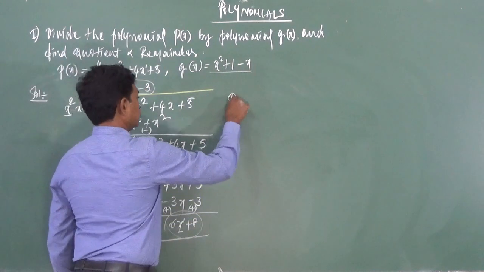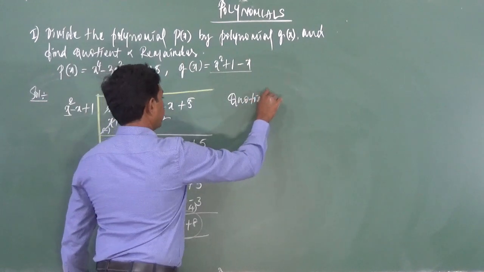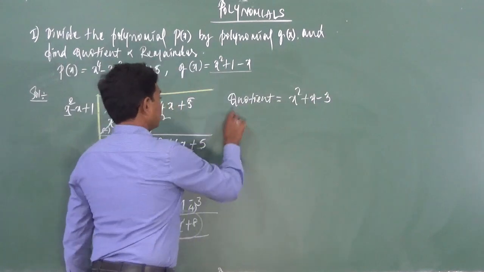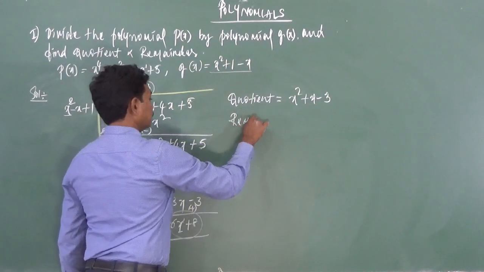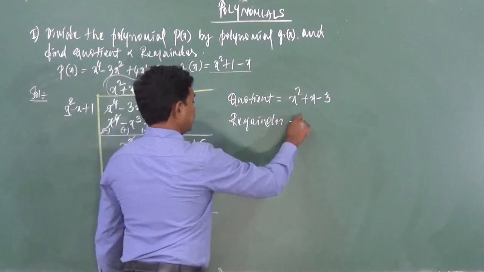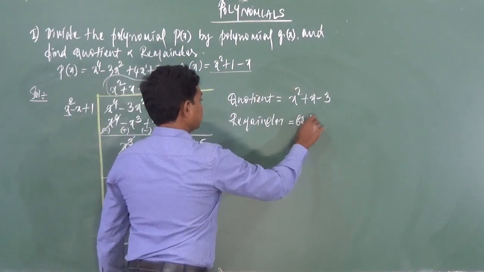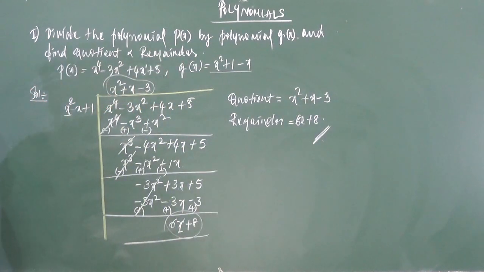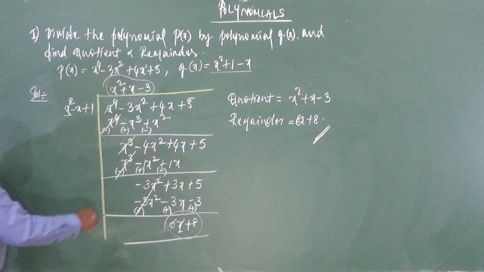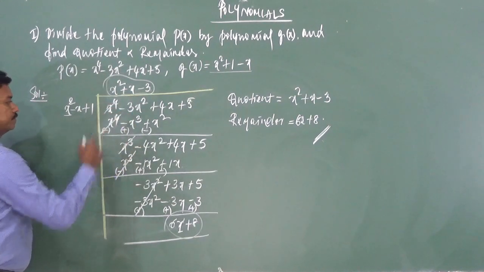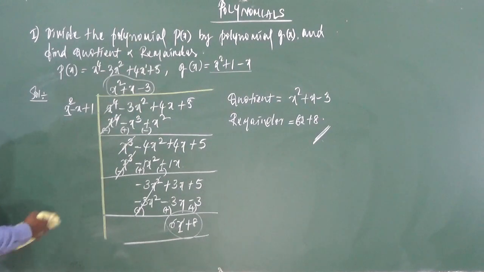So we'll write the quotient. Quotient is x square plus x minus 3 and the remainder is 6x plus 8. So this is the answer. So very important, it will be for 2 marks. So here particularly you have to be very careful regarding this x cube. Okay, we'll go with the next problem.